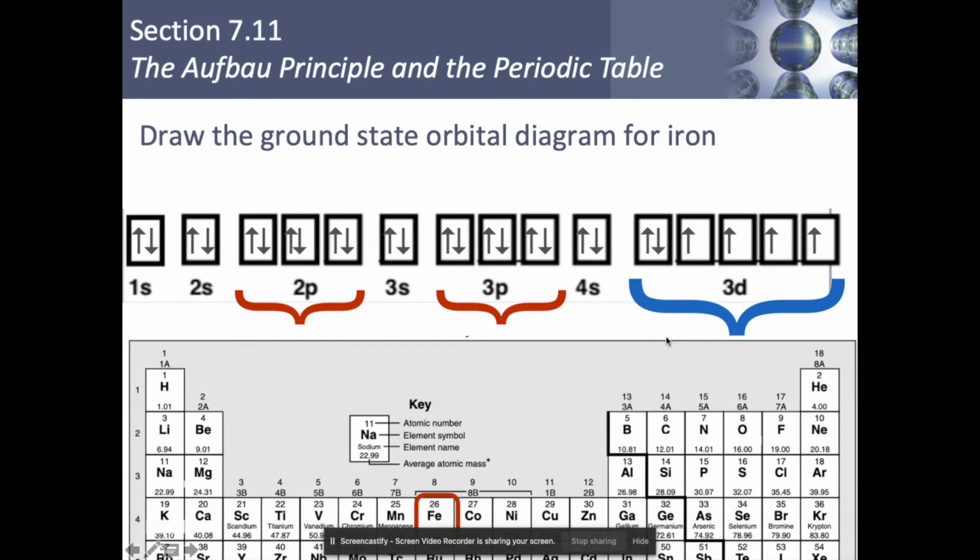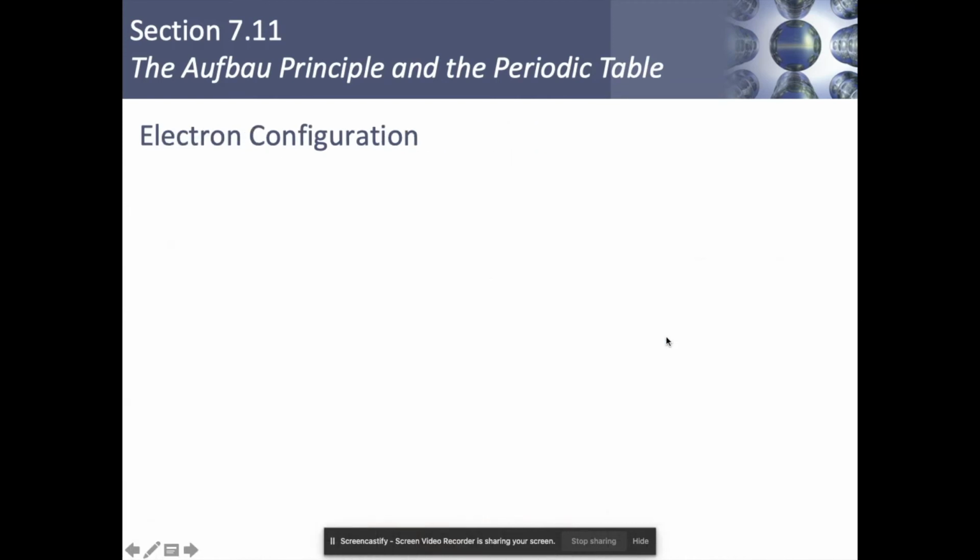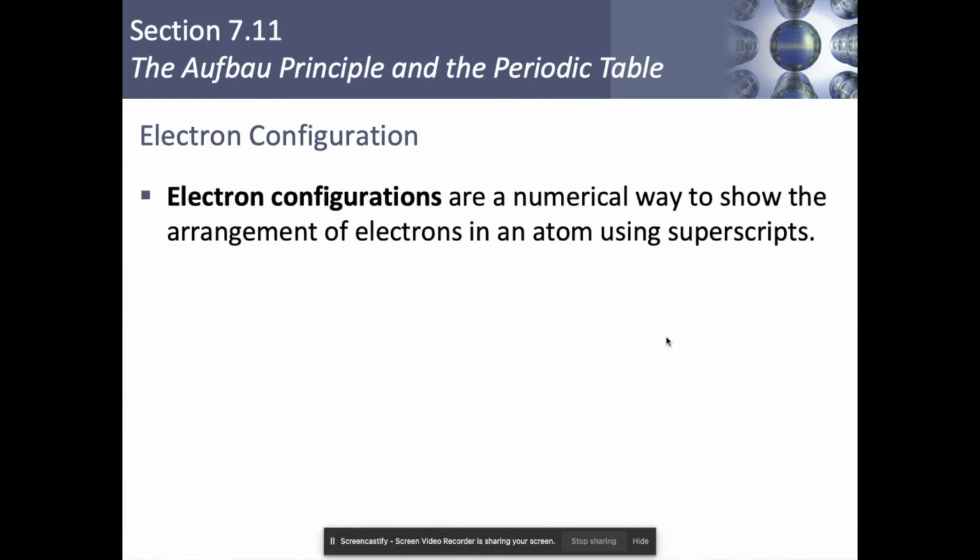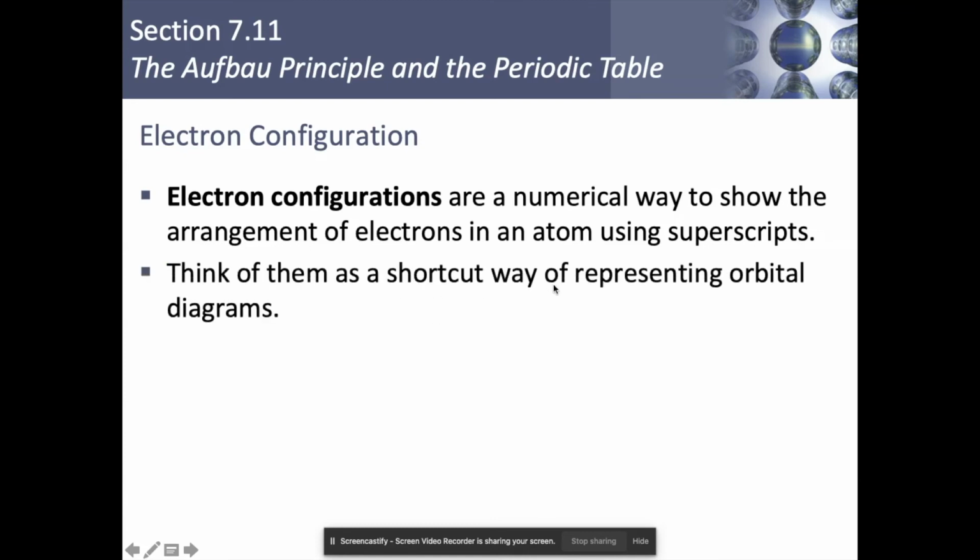All right. Last but certainly not least for this lesson, we have electron configurations. Electron configurations are a numerical way of showing the arrangement of electrons in an atom using superscripts. So if an orbital diagram is a visual representation, an electron configuration is like a shortcut version of that. It's a short, concise way of representing an orbital diagram without having to draw boxes and a bunch of arrows.